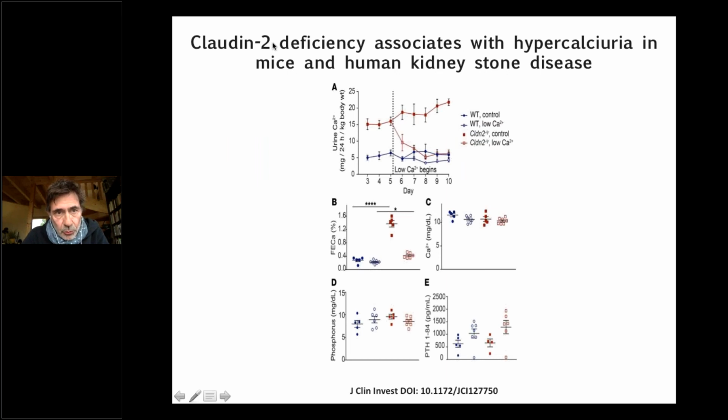I told you that Claudin 2 is important for calcium reabsorption in the proximal tubule because it allows calcium to flow along the paracellular pathway. And actually, Claudin 2 deficient mice are hypercalciuric. They are in red compared to normal mice in blue. And this is true on the controlled diet, and this is also true on a low calcium diet. Obviously, your urinary calcium is lower on a low calcium diet, but it's still higher than in controls. Fractional excretion of calcium is higher. Blood calcium is perfectly normal. So they are hypercalciuric, but they have no hypocalcemia.